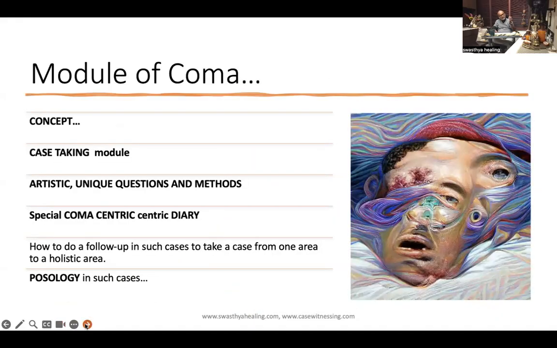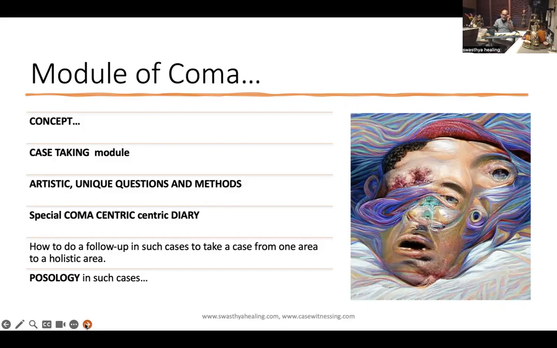Then, naturally, the next most difficult module, which was difficult to design, because you are talking about coma. And in coma, the patient is in coma, so the only thing you have is observation, but many masters have spoken to us about that. So in such coma cases, what case taking module, what questions can you design so that the caretaker, relatives, and all give us patient-centric characteristics and not their own imagination.